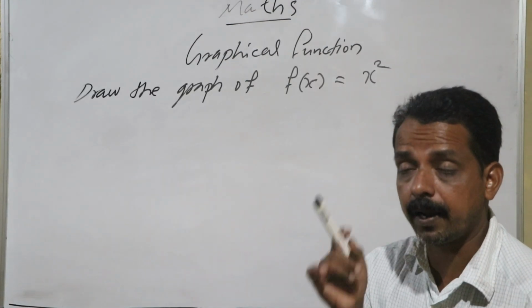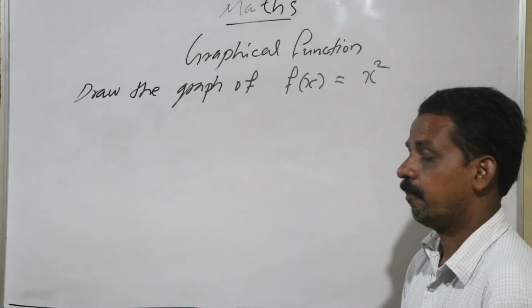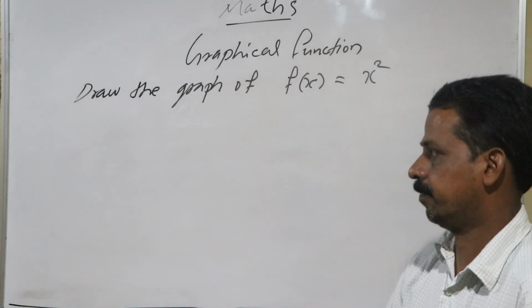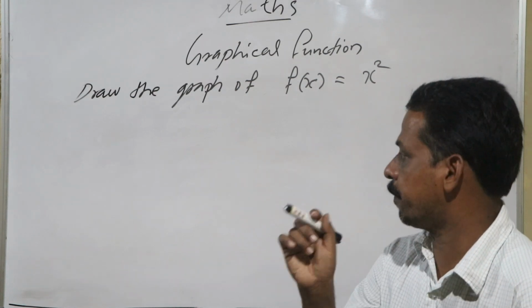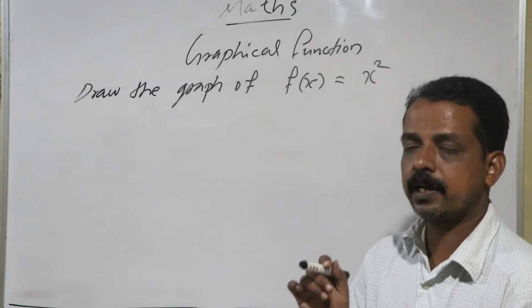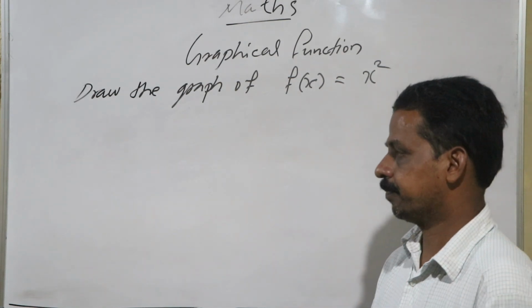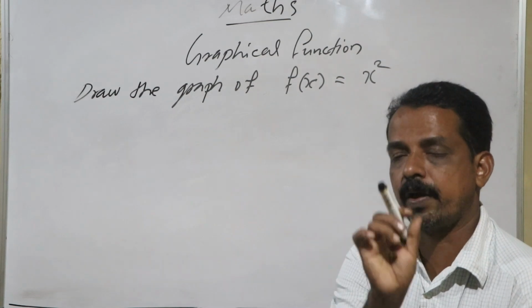Draw the graph of f of x is equal to x square. We must ask some questions ourselves. What does the question demand? The question asks us to make a graph. Second question, what does the question give? The question gives f of x is equal to x square.